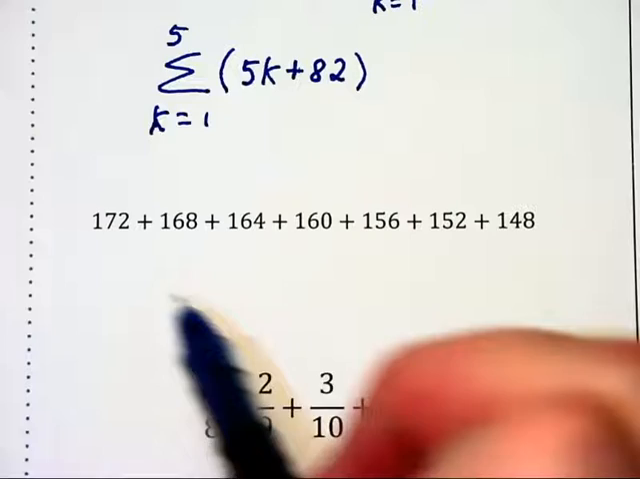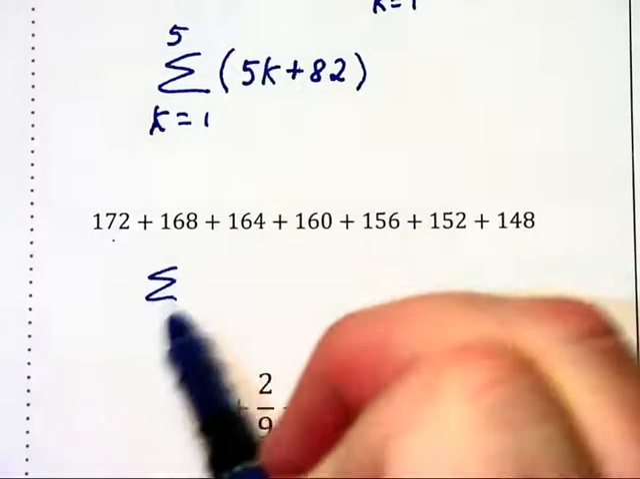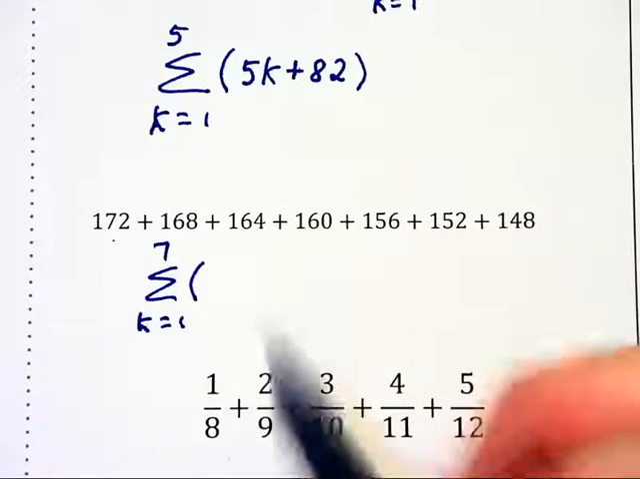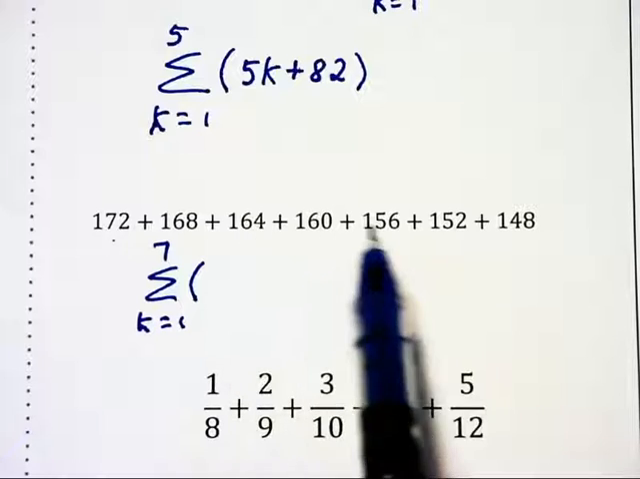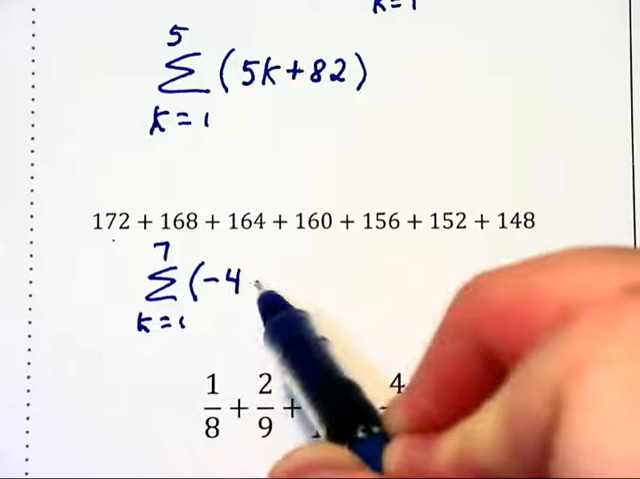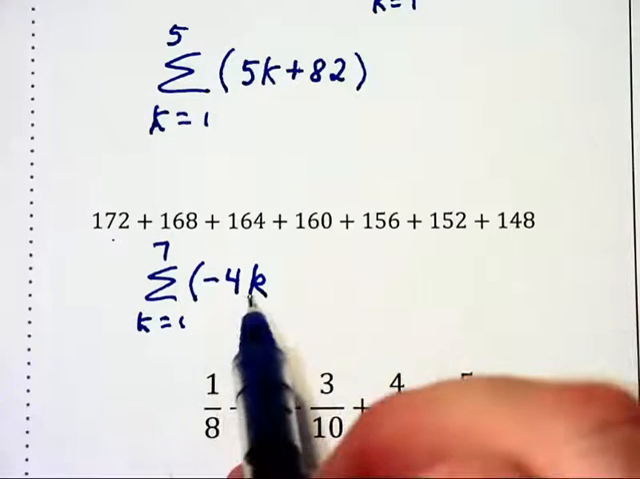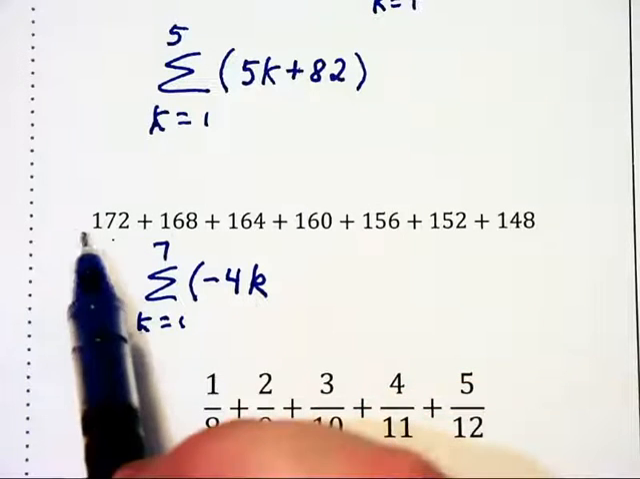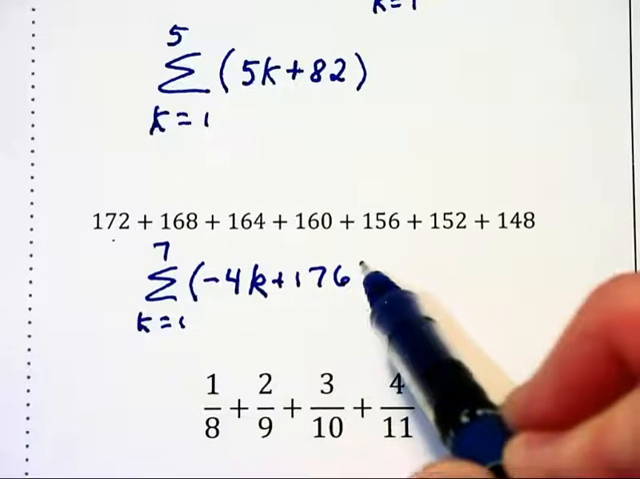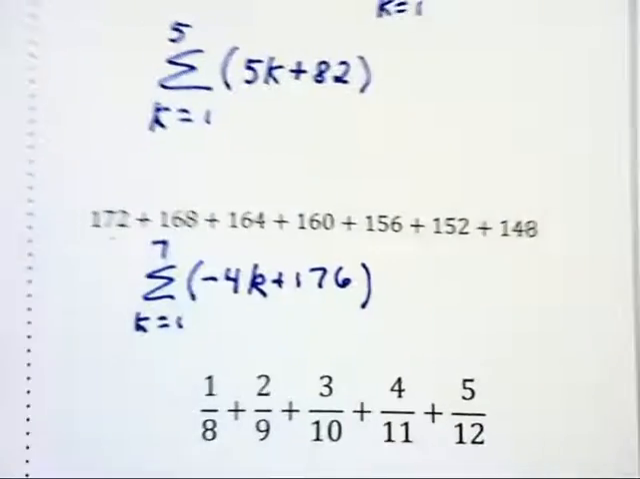So what do we have here? The next problem, 1, 2, 3, 4, 5, 6, 7 terms. So the sum as k goes from 1 to 7 of d. Well, what are we adding here? It looks like we're subtracting 4, so d is negative 4, so dk, negative 4k, plus an adjustment. When you substitute 1 in, you have negative 4 plus 176 will get you to the 172 as the starting point. And that will be the representation of this series.